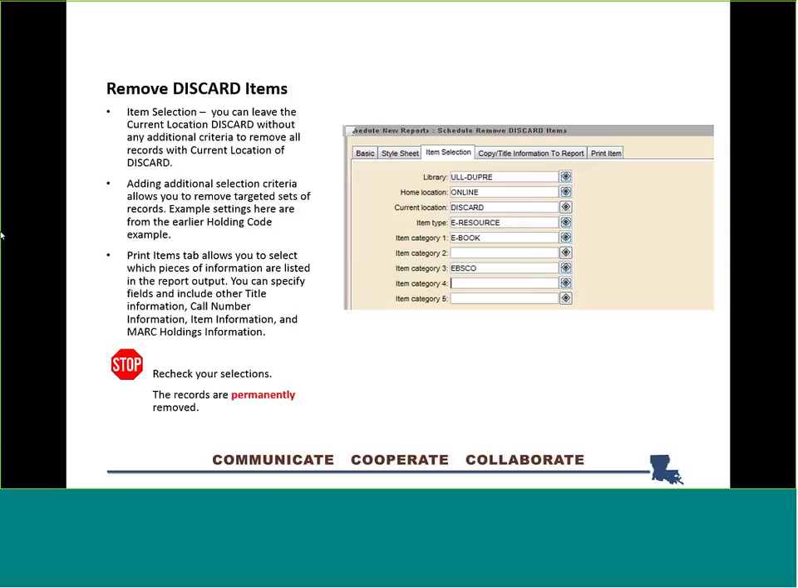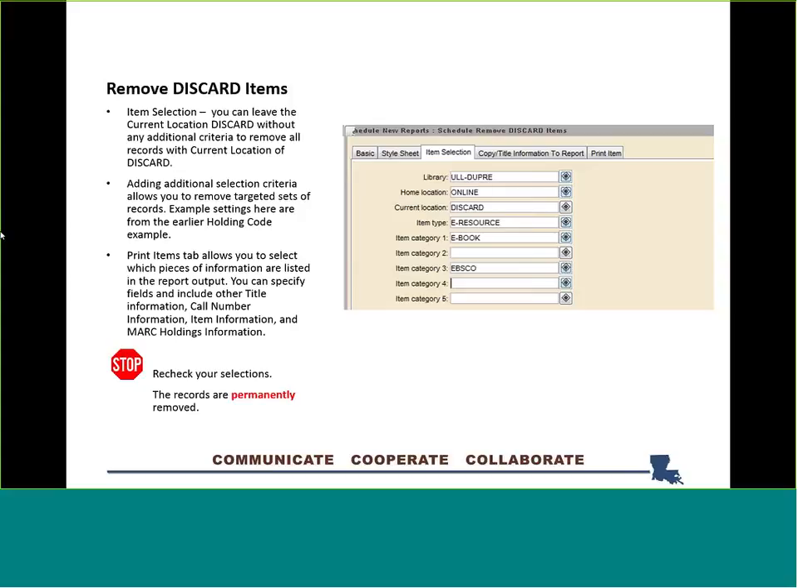The print item tab is also a good thing to look at very carefully because you can print everything you're going to remove out of the system. If you're removing 10,000 records, you want to make sure you're only putting very minimal information to print out. You can specify fields, copy information, mark holdings information, call number, title. So you want to take a good look at that tab and think about what you want in that printed report output. And once you run this report, they're gone.